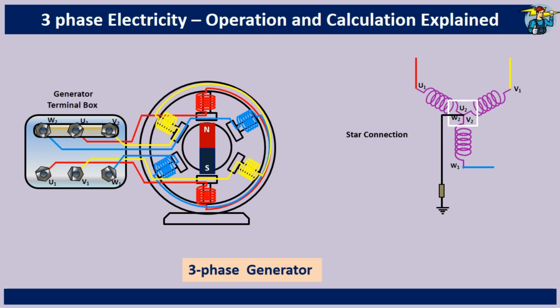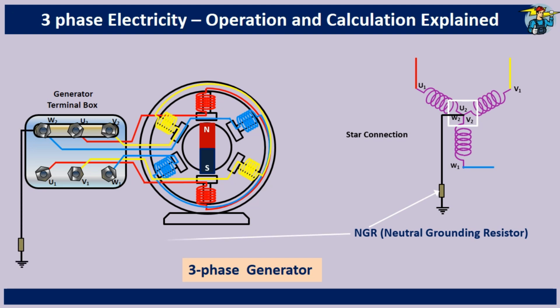Continuing on, the star-connected winding has an additional advantage. It reduces the cost of insulation, giving it an economical edge over the delta-connected configuration. In a star connection, the neutral line is typically grounded, using a neutral grounding resistor. This resistor serves an important purpose. It limits the ground fault current to a safe level, ensuring that all the connected equipment is protected from damage.